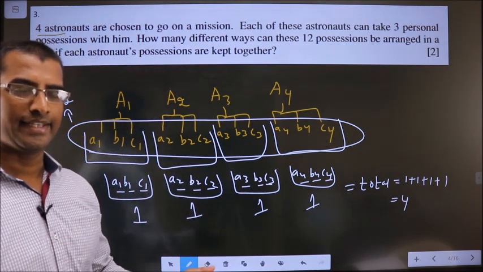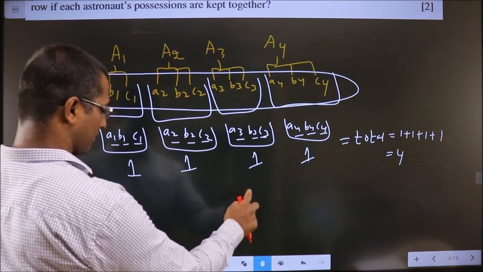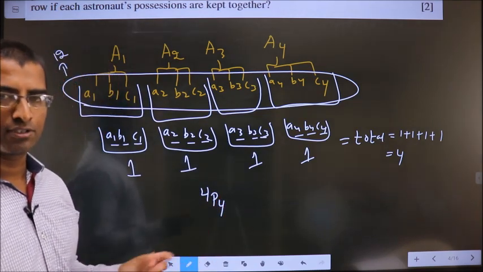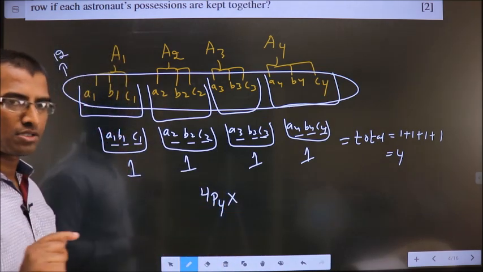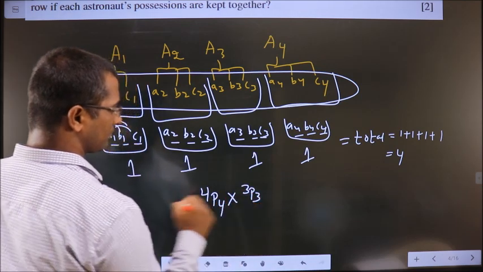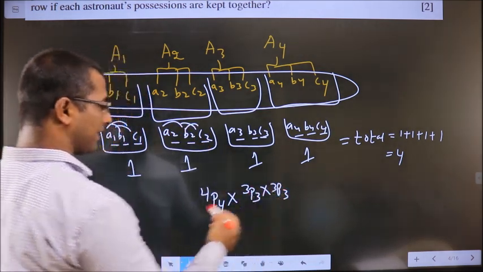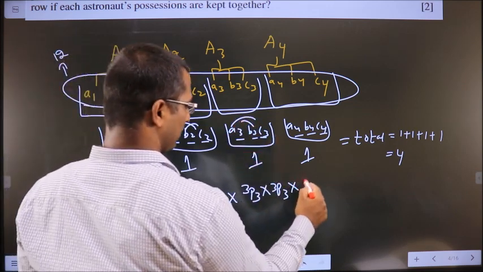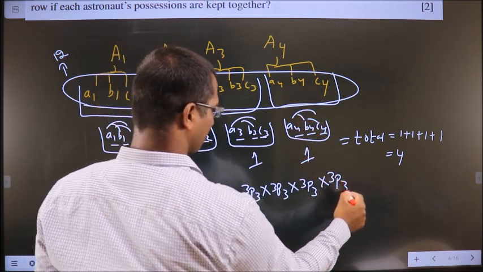Okay. Now, these 4 can be shuffled in 4P4 ways. None of them are identical, so I will not write anything extra. Now, inside each box, these 3 again can be shuffled in 3P3 ways. Same thing in the second box, 3P3. They all are different, so there is no division. Even in the third box, 3P3, those three can be shuffled. Even here also, these three can be shuffled in 3P3 ways.